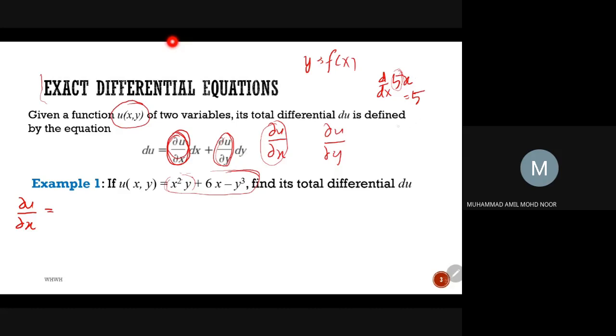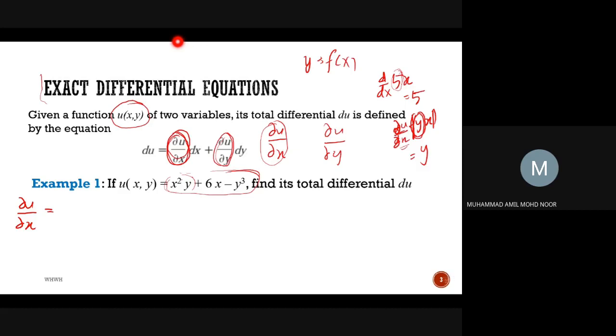So maknanya kalau lah sekarang ni saya bagi you example, instead of 5 saya ada y. Y times with x, del of del x. Saya nak you differentiate y x with respect to x. Maknanya y kat sini kita regard dia as a constant as well. So what you will get kat sini? You differentiate, you akan dapat y. Semua boleh faham dah tu.